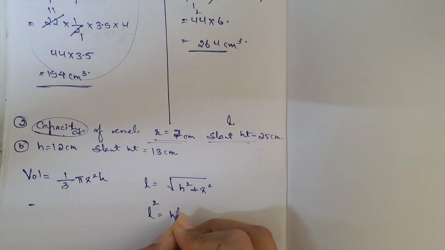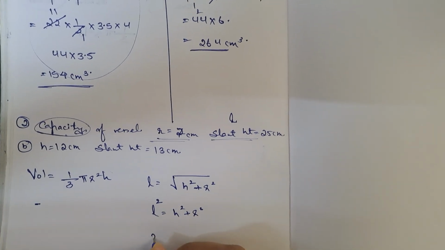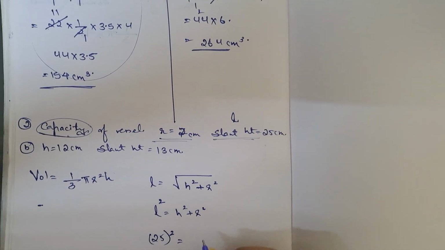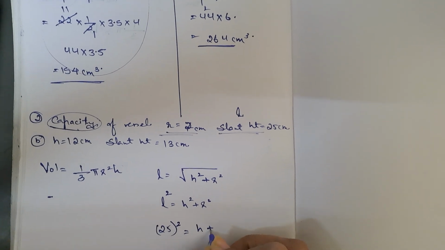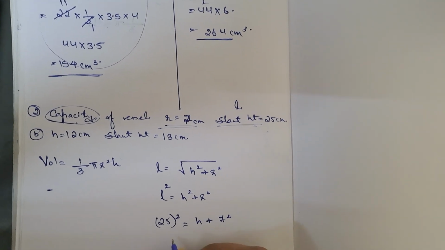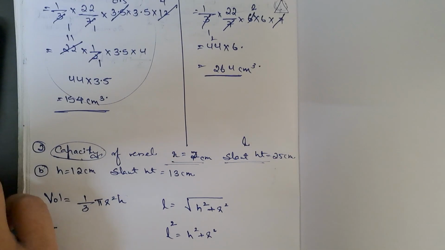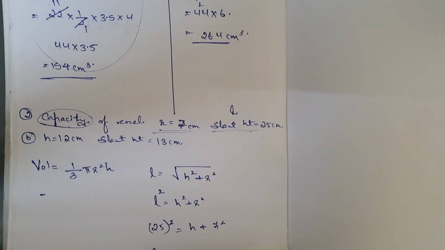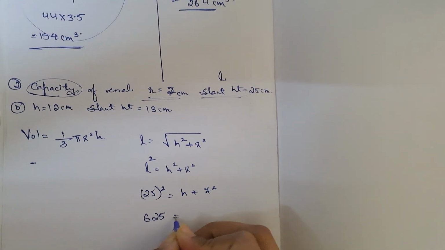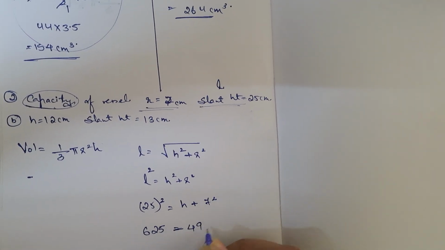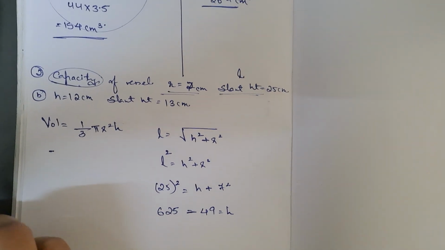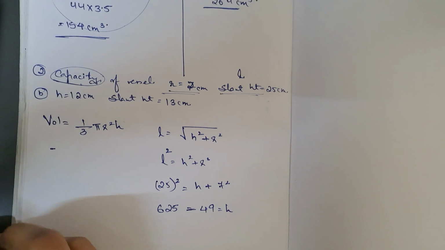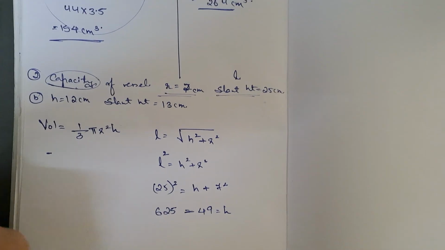Okay, and then it becomes h square plus r square. 25 square is equal to h square plus r square, where h is not known to me, and r is given to me as 7 square. So 25 square is 625, and 49 comes to the other side. When I subtract 625 minus 49, it becomes 576.